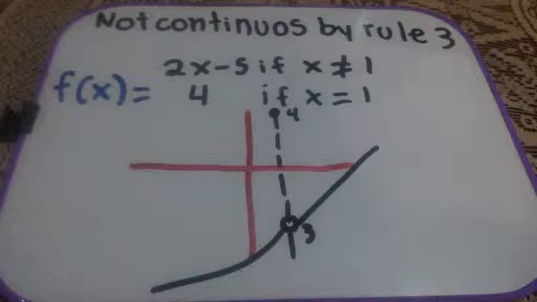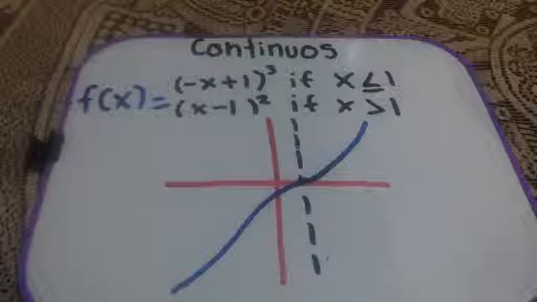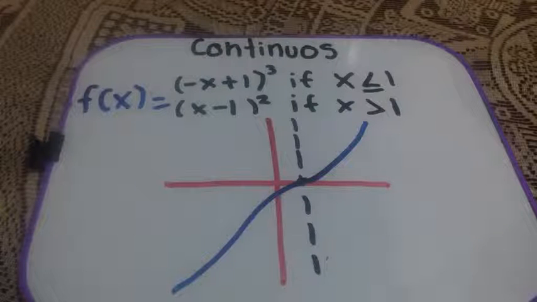In this example, we can see that it is continuous by rule number 2 and rule number 1, but not by rule number 3, because the limits are not the same as in rule number 1 and rule number 2. Finally, this is continuous because rule number 1, 2, and 3 apply.